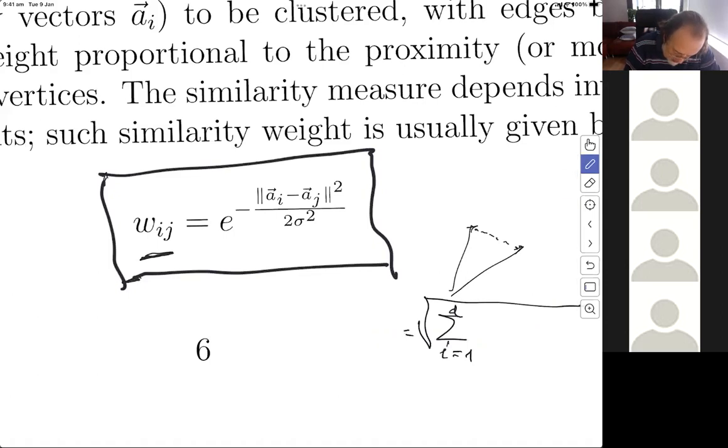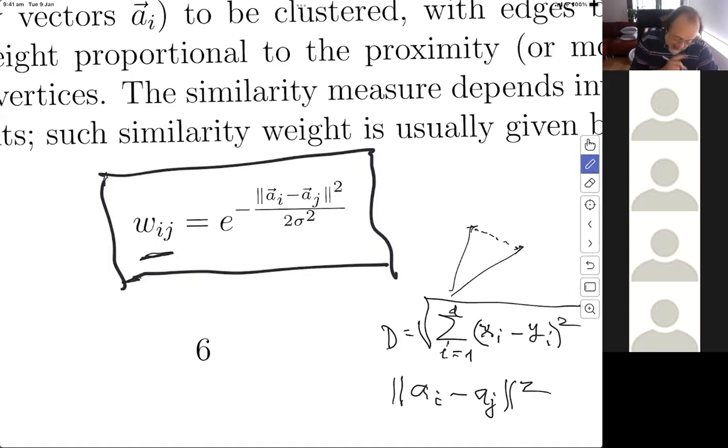So the distance is the sum of xi minus yi squared, whatever the dimension is, which can be very large, and then the square root of this. So that's the distance. And usually we denote this, which is essentially the length of the difference vector, so this is simply the norm of ai minus aj squared, right?